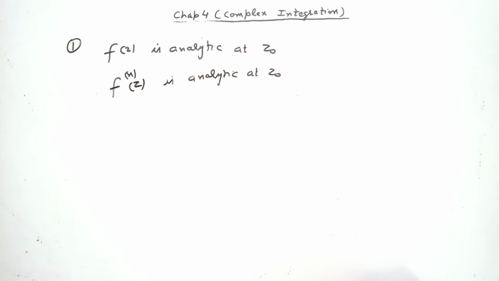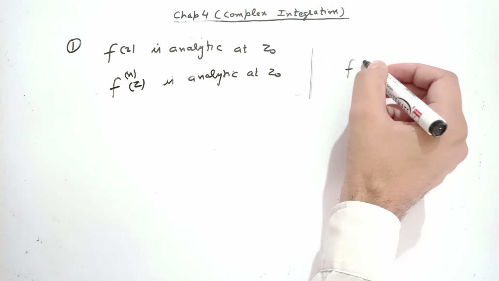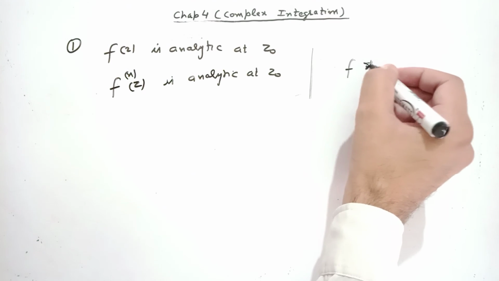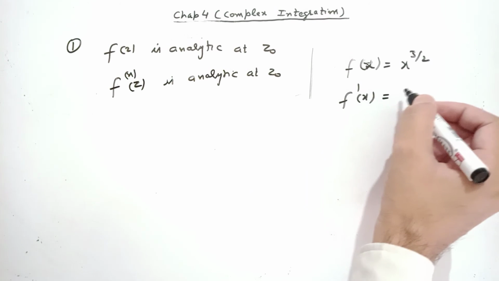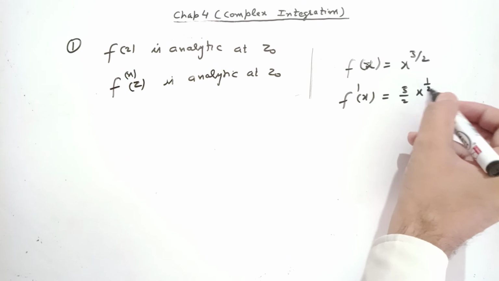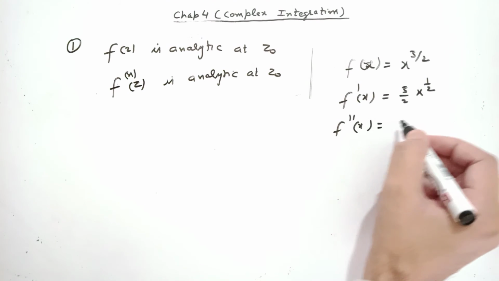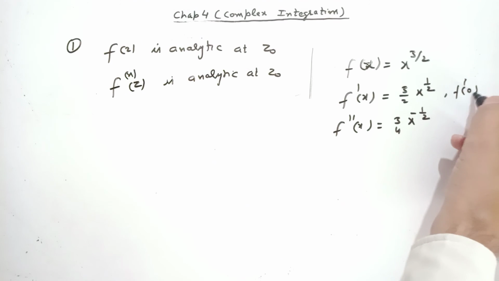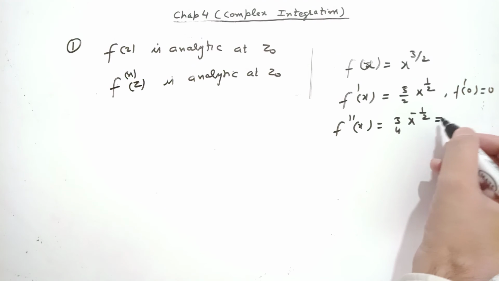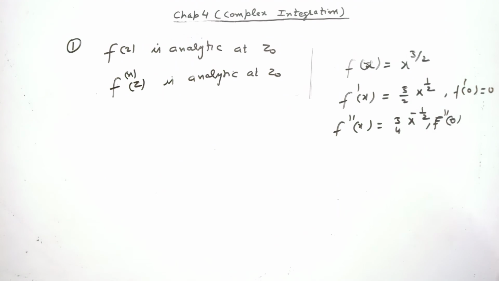Okay. In reals, the story is different, where you talk about differentiability. See this function f(x) equal to x power 3 by 2. What is its first derivative? 3 over 2 x power half. Second derivative: 3 over 4 x power minus half. You can see that f prime 0 is 0. First derivative at 0 exists, but second derivative doesn't exist. It's not defined. Correct? Not defined. So what does it mean? This result doesn't hold in case of reals.